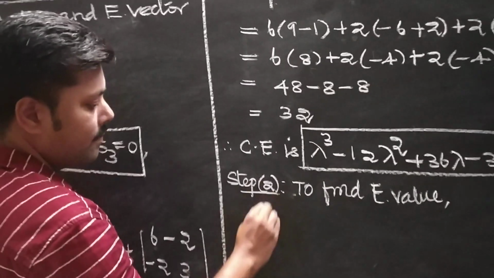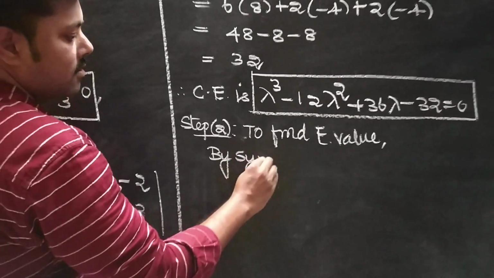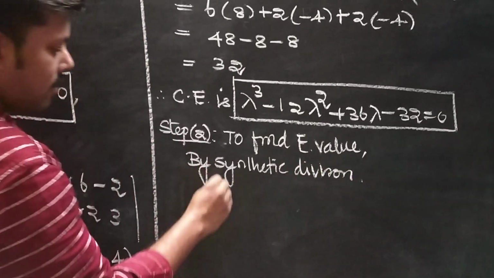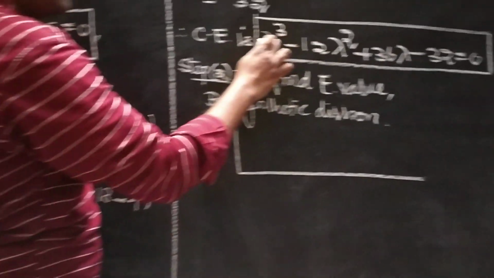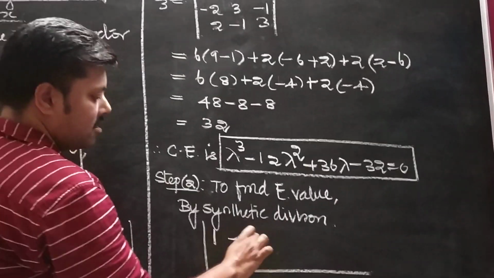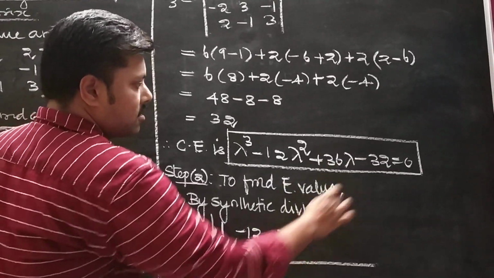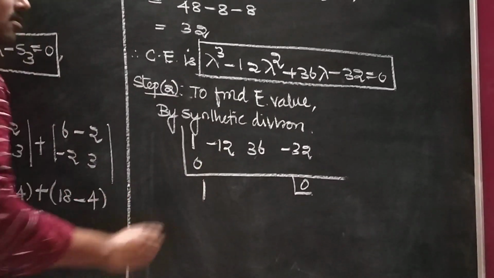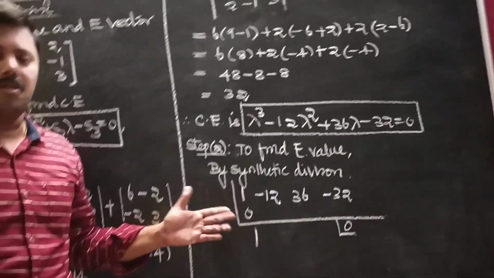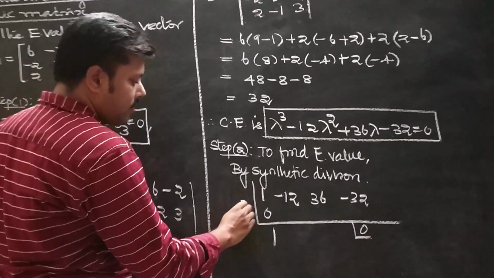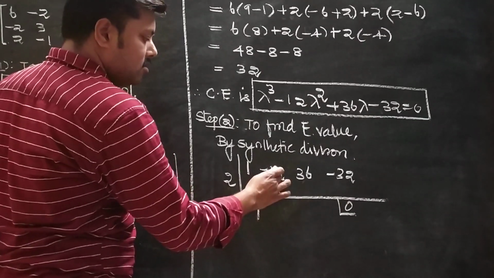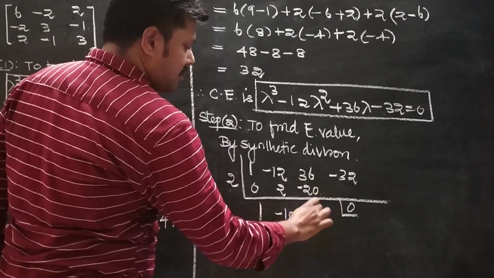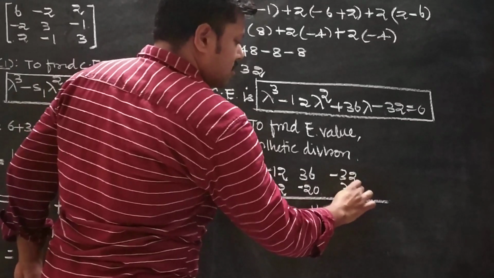By synthetic division, write the coefficients: lambda cubed is 1, lambda squared coefficient is minus 12, lambda coefficient is 36, and the constant is minus 32. Here we want 0 at the end. By trial and error method, start with plus 1, minus 1, plus 2, minus 2 and so on. If you put lambda equal to 2, 1 into 2 is 2, minus 12 plus 2 is minus 10, minus 10 into 2 is minus 20, plus 16, 2 into 16 is 32, remainder 0.